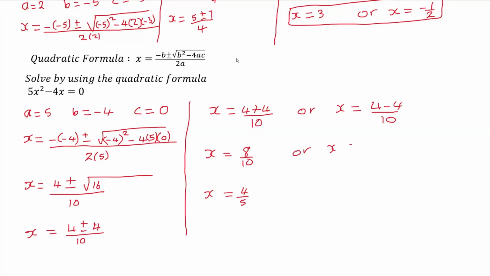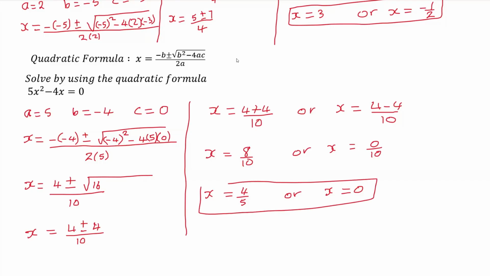Or in the other case, 4 minus 4 is 0, so you get 0 over 10. And so 0 divided by 10 is just 0. So the two solutions would be 4 over 5 and or 0, or x equal to 0.